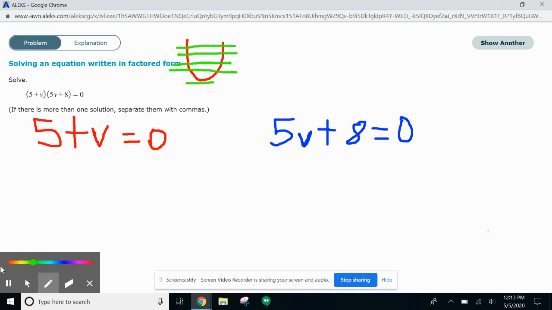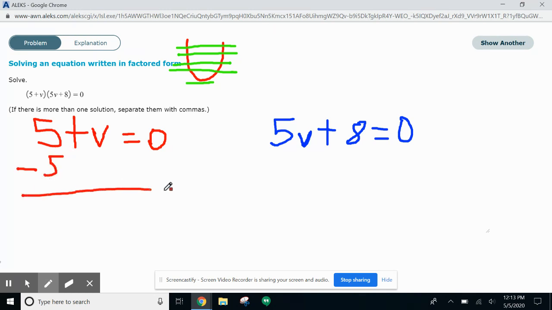So I'm going to go back to my red problem here. I have 5 plus v equals 0. I'm just solving for v at this point. If I have 5 on this side, I'm going to make a 0 pair. I'm going to subtract 5 from both sides. When I do that, these 5s make a 0 pair and cancel. So now I have v equals 0 minus 5, which is -5. So there's one of my factors.